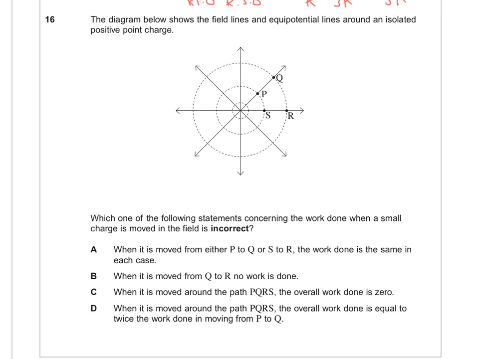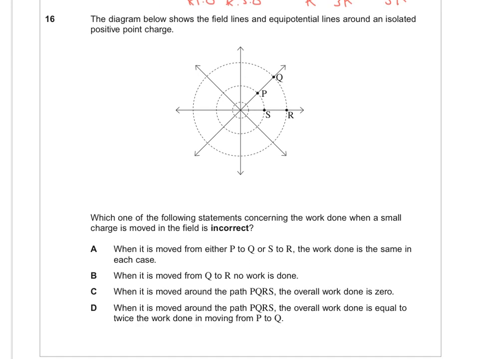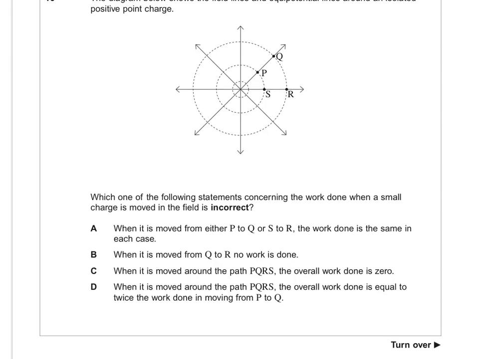The diagram shows the field lines and equipotential lines around an isolated positive point charge. Which one of the following statements concerning work done is incorrect? When it is moved from either P to Q or S to R, the work done is the same in each case. Yeah, it's the same change in potential, so that's true. So it's not that answer, sorry.